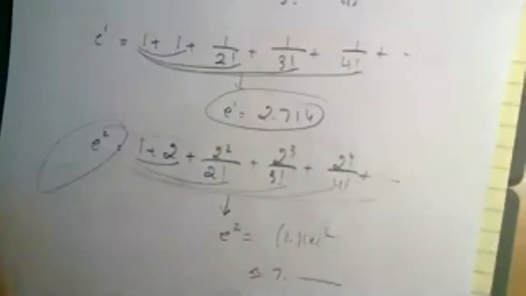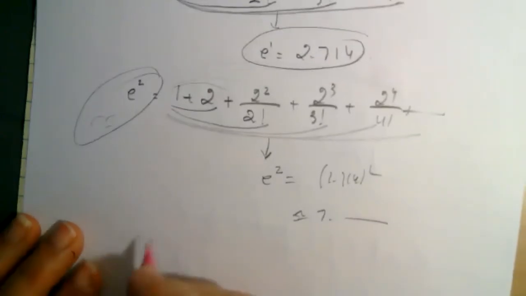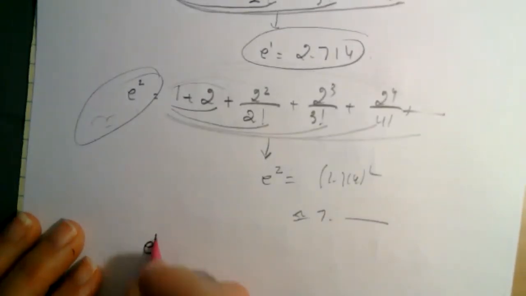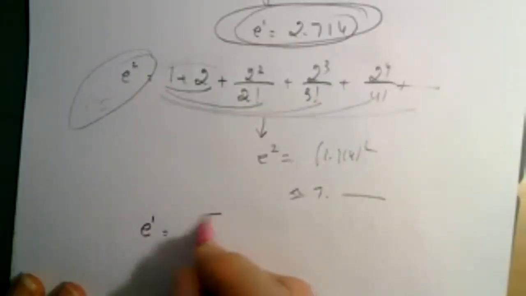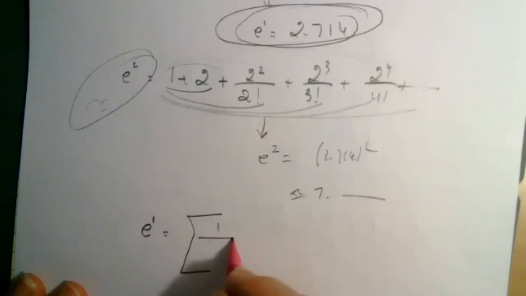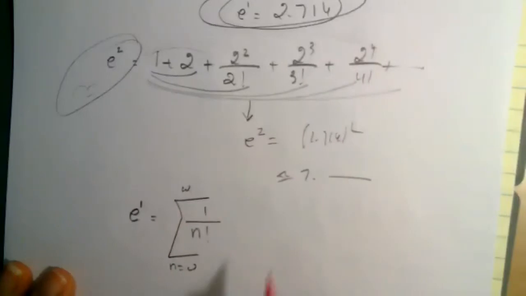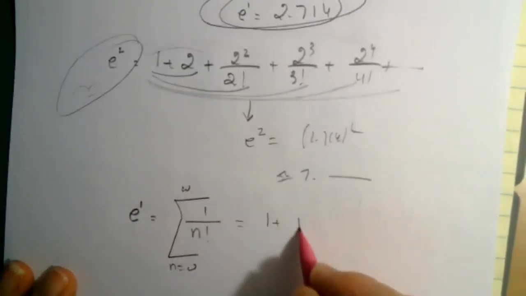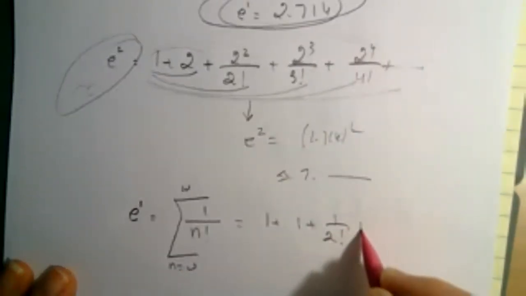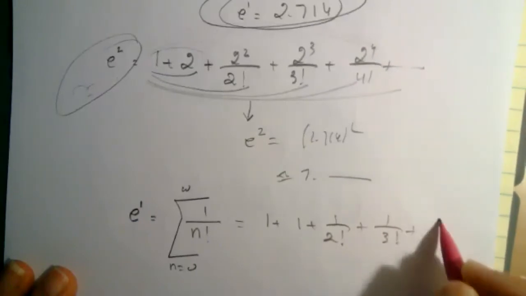And a lot of times people define e, instead of giving you this approximation for e to the power 1, they define e as being the sum of 1 over n factorial. It means we define e to be the following infinite series.